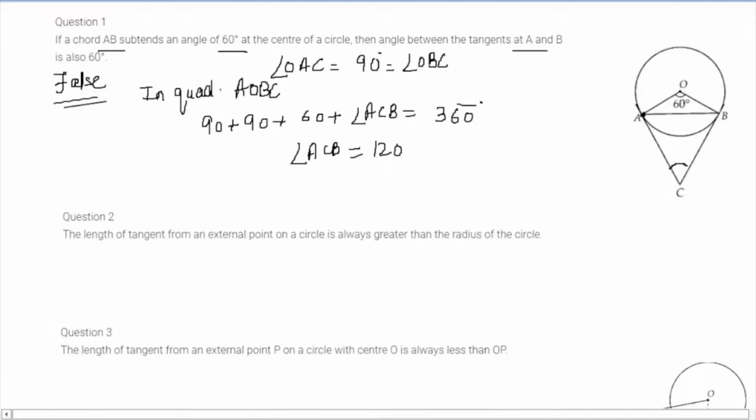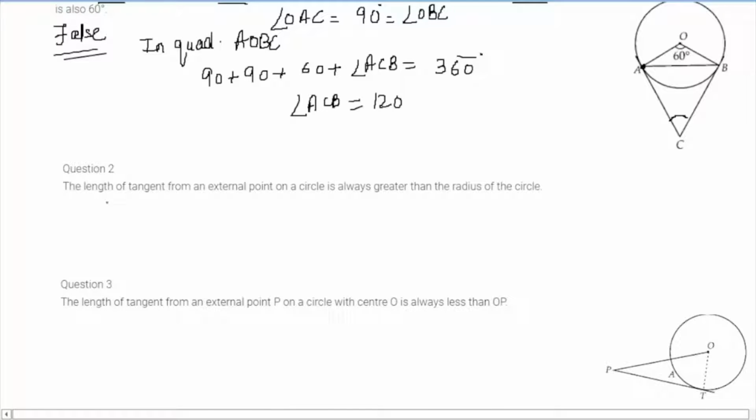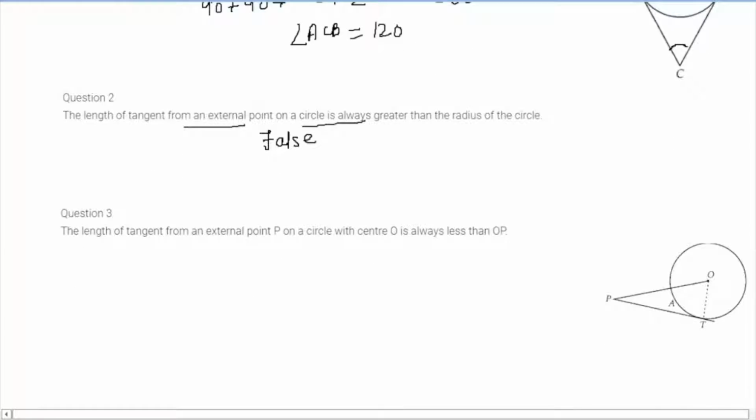Now moving to the next question. In this question it says the length of a tangent from an external point on a circle is always greater than the radius of the circle. This statement is also false because the length of a tangent from an external point may or may not be greater than the radius of the circle. It is not always greater than the radius.